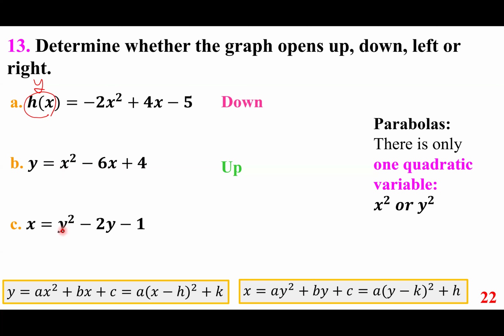Y has exponent 2, so it has to open sideways, right or left. Because a is 1. So let's write this in this manner. So in this case, a is negative 2. In this case, a is 1. In this case, a is 1. But this one opens to the right, so we don't want to mix them up a little bit.